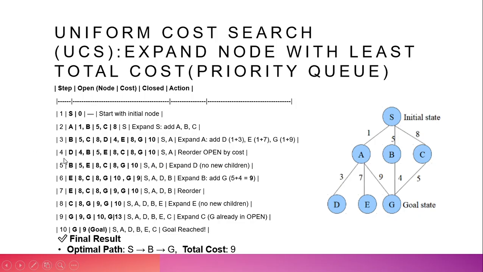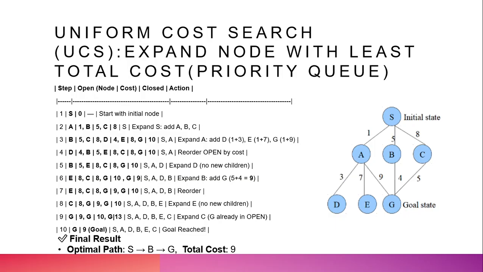Next you can see D is not the goal node. So as D is not the goal node, we have to expand it, but D does not have any child, so we can close it. You can see under step 5, we have just closed D without adding any child. The remaining elements in the queue will be B, E, C and G.